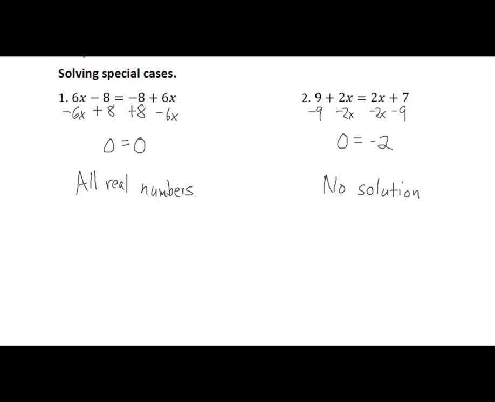Because if you look at these two problems, you're taking something multiplying by 6 and subtracting 8, multiplying by 6 and subtracting 8. You do that to any number, you'll get the same thing on both sides anytime. Over here, you're multiplying by 2 and adding 9, multiplying by 2 and adding 7. You can't add 9 to a number and add 7 to a number and expect them to get the same result.